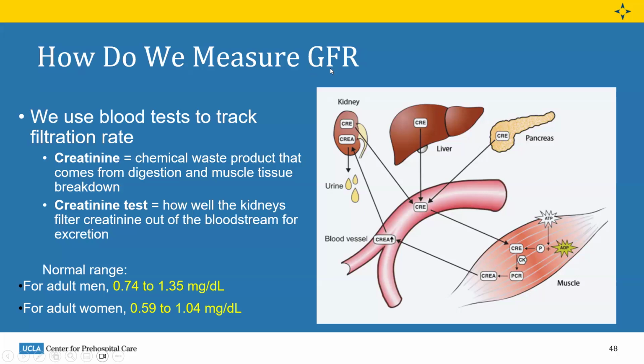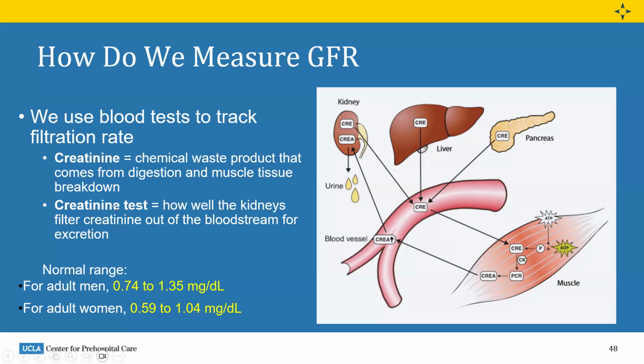So how do we measure that glomerular filtration rate? How do we track how healthy our kidneys are? There's a couple ways. One is we basically use blood tests, and we track a molecule that is pretty consistent to show how well our kidneys are functioning. So one test is our creatinine levels. This is a chemical waste that essentially our muscles produce. It's like when our muscles are breaking down, it produces creatinine.